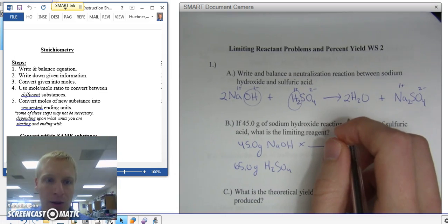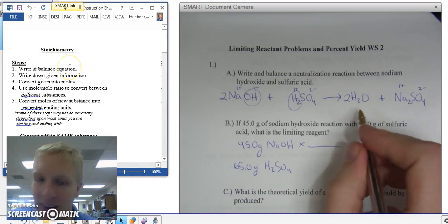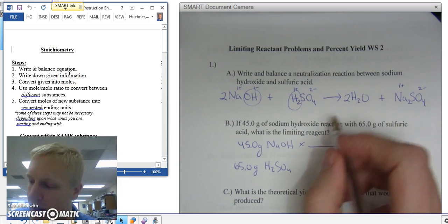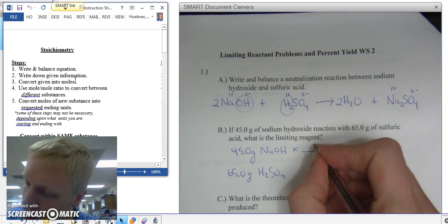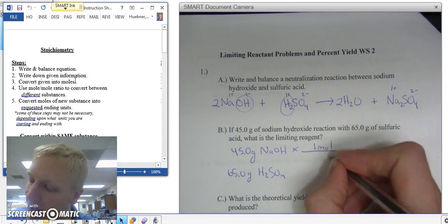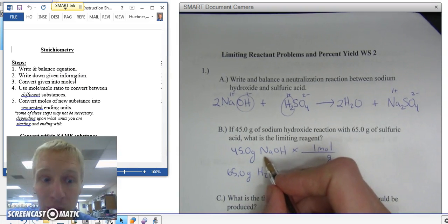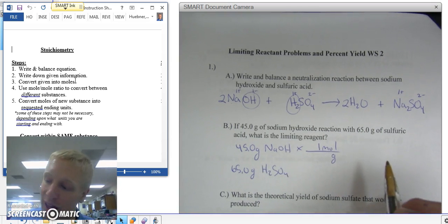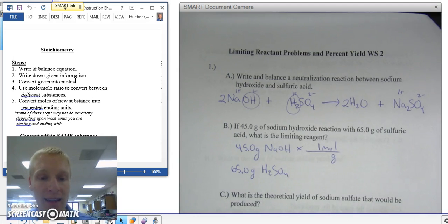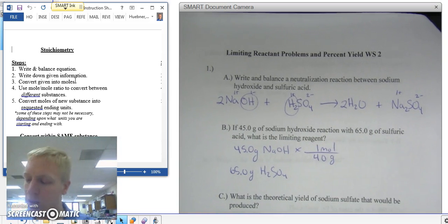Alright, go into my little stoichiometry buddy sheet: write and balance the equation, I just did that. Write down given information, I just did that. And now I need to convert to moles. So I'm going to put 1 mole on top and the molar mass on the bottom, which is 40 grams because the atomic mass of sodium is 23, oxygen is 16 and hydrogen is 1. How do you know that? Well, you open up your periodic table and you find the atomic masses for each one. 40 grams.